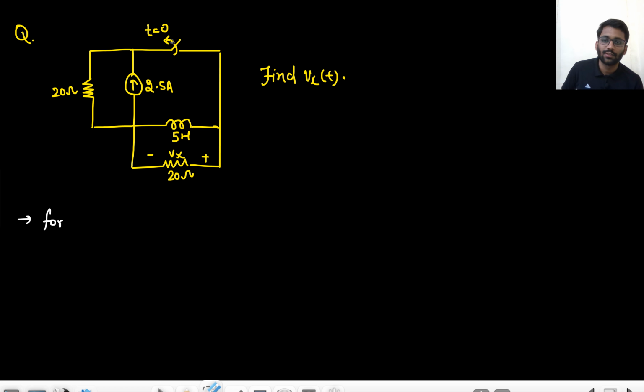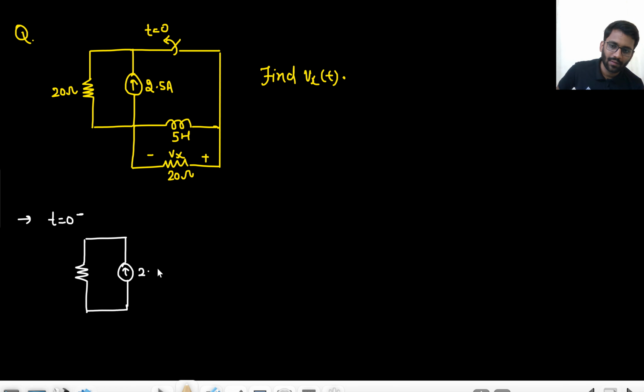The switch is being opened at t equals 0, right? And this is a DC source. So I need to check what is the condition at t equals 0 minus. This is 20 ohm. This is 2.5 ampere. And this will be shorted. Sorry, this is closed, no?